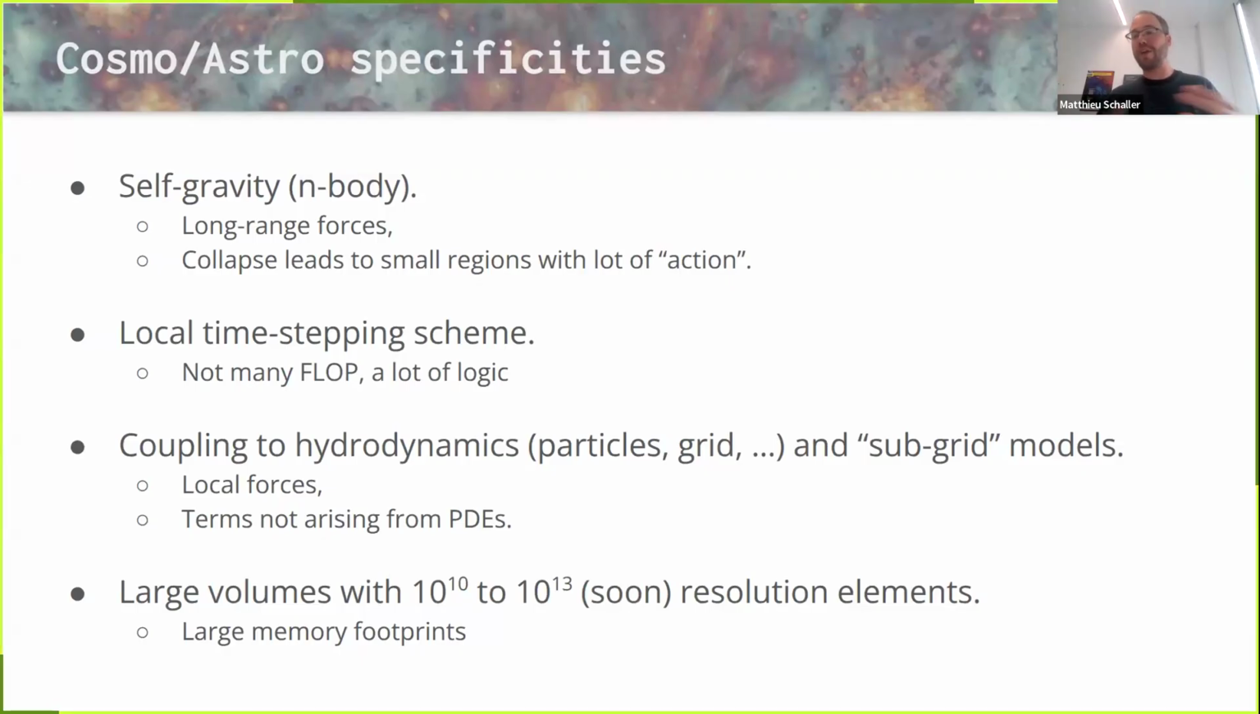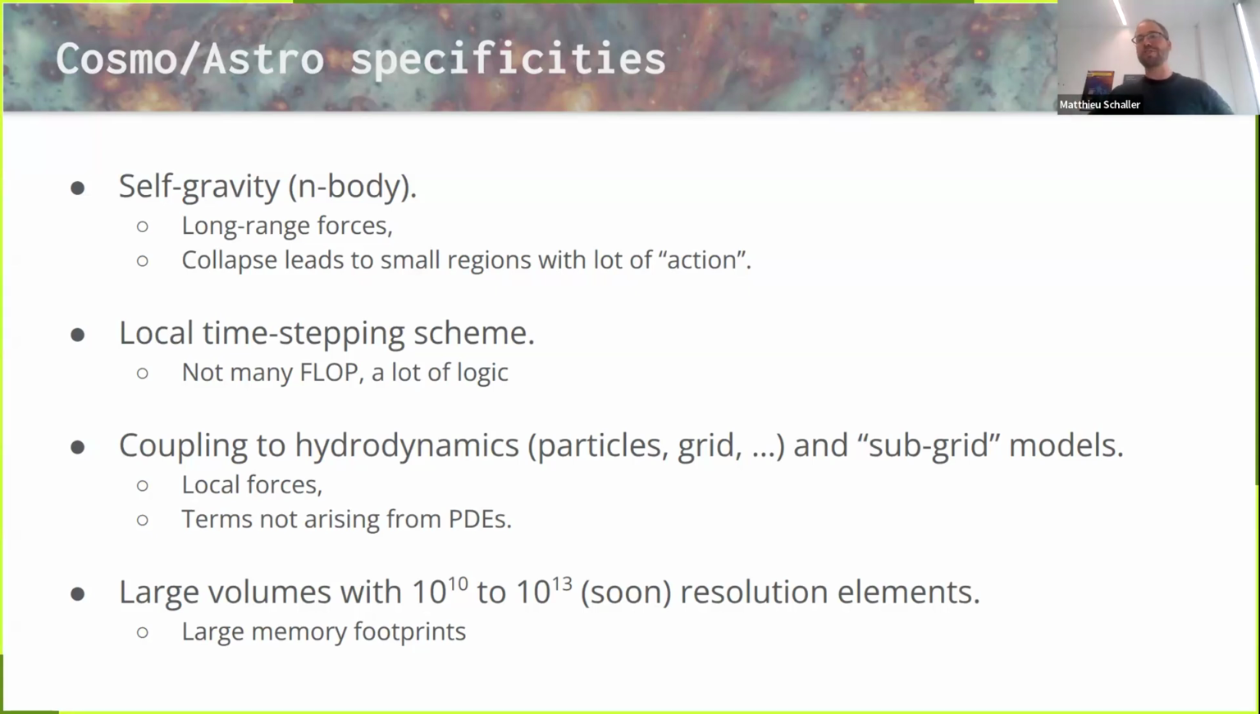So now you're trading a lot of flop logic, a lot of operations, for a lot of thinking about where the math should be done. And then we are coupling hydrodynamics with your local forces. And then you also have all of this subgrid business, which adds a lot of terms which are not coming from PDEs, not coming from differential equations. They can be annoying because they are introducing large jumps in fluid properties, for instance, so your code has to be robust to these changes.